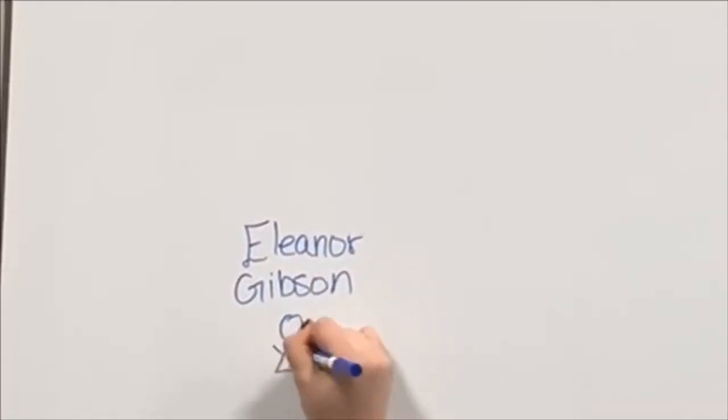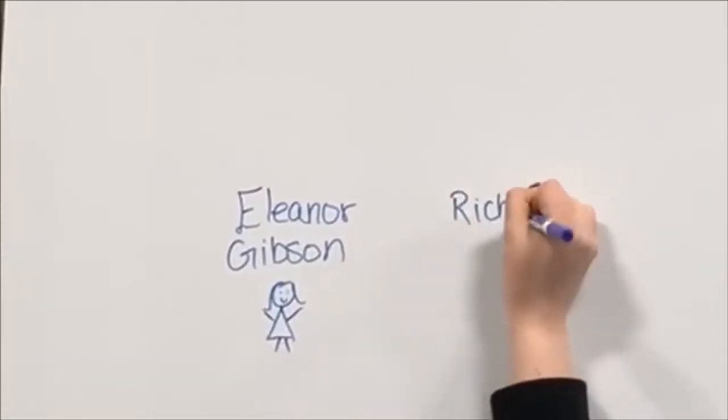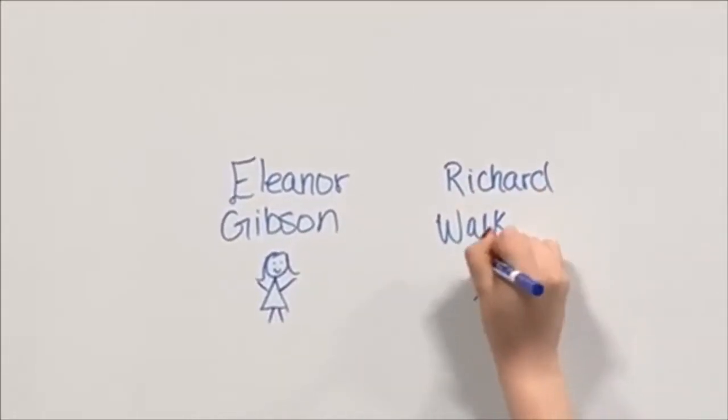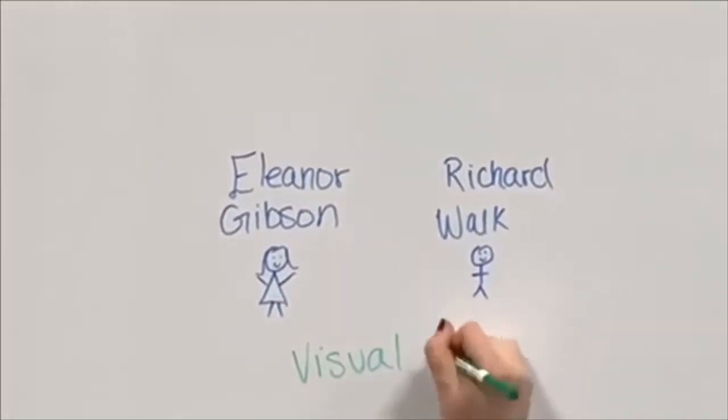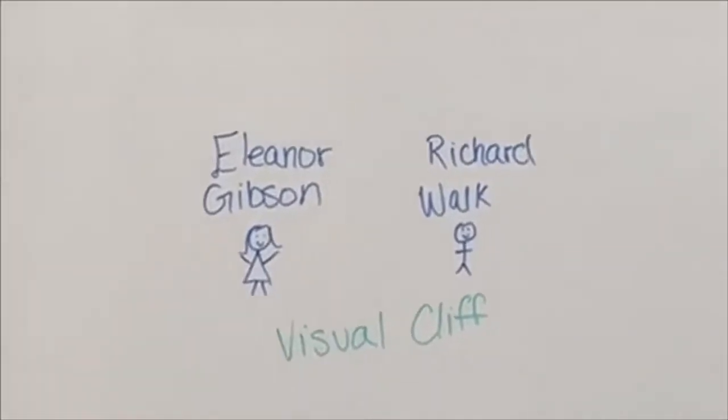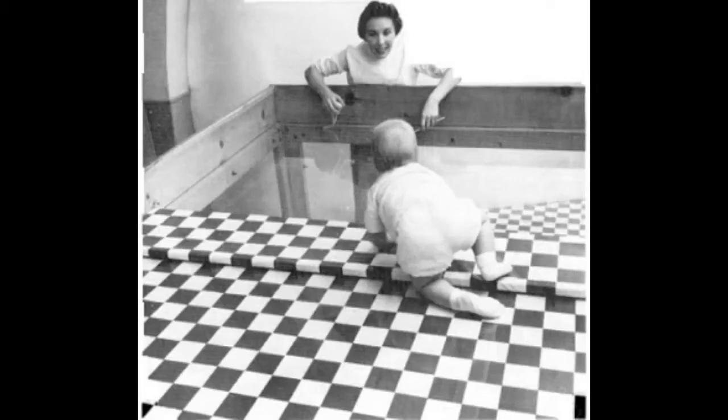Eleanor Gibson and Richard Walk created the visual cliff experiment to test toddlers' depth perception. The toddlers were encouraged by their mothers to crawl onto a glass platform. Most of the children did not crawl off the visual cliff, however, they showed signs that they were aware of the glass platform. These results prompted researchers to conclude that depth perception is an ability that emerges by the time we learn to crawl.